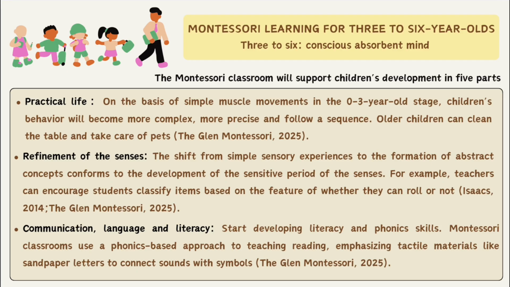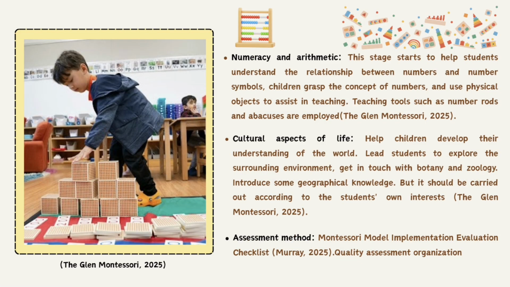3 to 6 is the conscious level, reflecting the children's growing ability to organize and classify information, experiments, and concepts. At this age stage, teachers mainly have 5 parts they need to pay attention to: practical life, refinement of the senses, communication, language, and literacy. Now teachers can teach children what is numeracy and arithmetic. Cultural aspects of life are also very important. It can help children develop their understanding of the world.